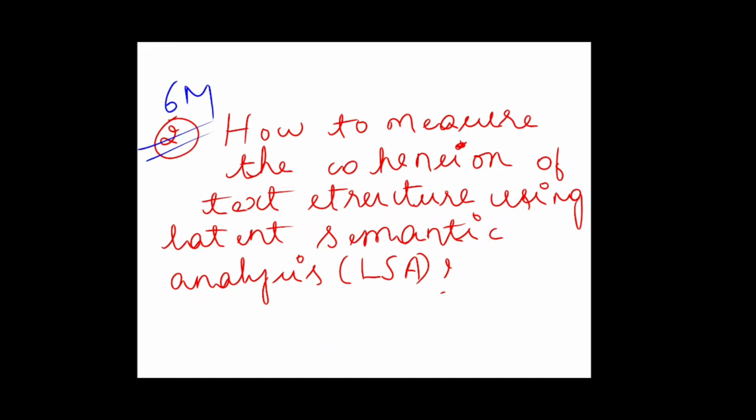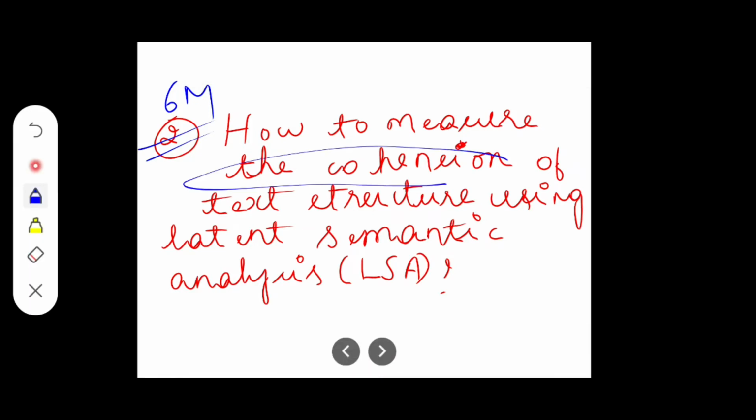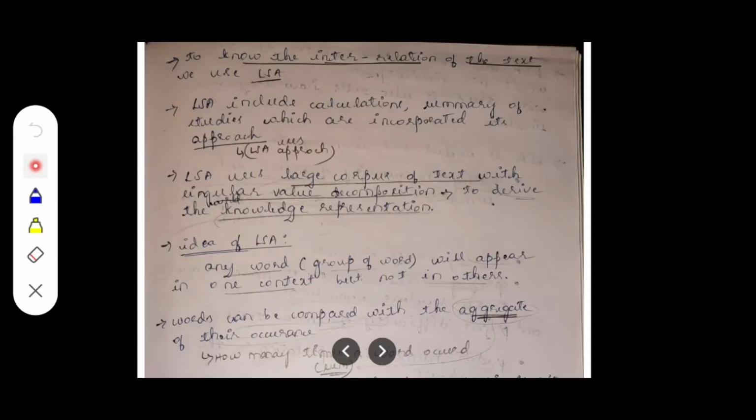So moving on to the next question: how to measure the cohesion of text structure using latent semantic analysis, that is LSA. This question carries 6 marks, and it has been asked a couple of times in previous year question papers. So please do watch it carefully, which is very simple and very easy to score. Moving on to the question in detail.